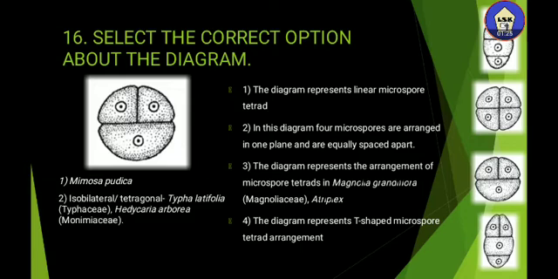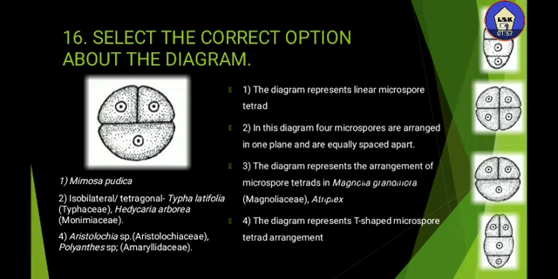And the next one is representing the isobilateral or tetragonal microspore tetrad. So here the option 2 is the definition of isobilateral microspore tetrad. And the example for this, Typha latifolia as well as Hedycaria arborea. So that belongs to the family Monimiaceae. And of course, option 3 is the right answer.